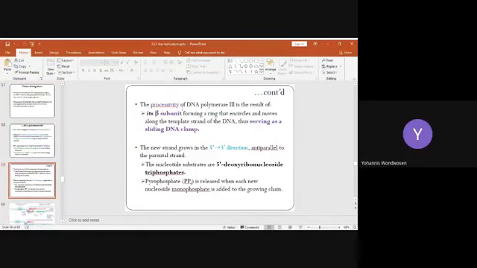So the processivity of DNA polymerase 3 is the result of its beta subunit forming a ring that encircles and moves along the template strand of the DNA.